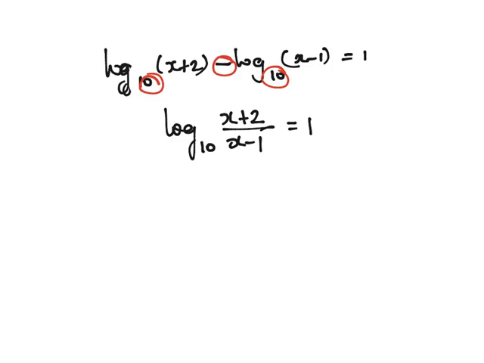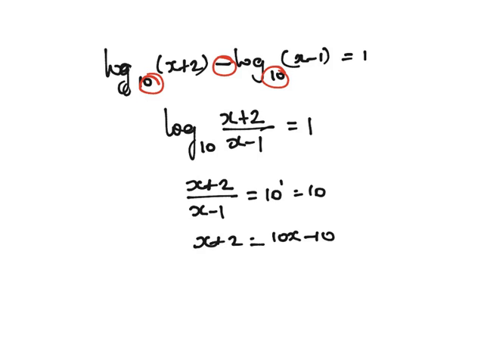Now I should convert it into exponential form. So exponential form is x plus 2 by x minus 1 equal to 10 power 1, which is 10. Now you can cross multiply, you get x plus 2 equal to 10x minus 10, which implies 9x equal to 12. So x is 12 over 9, which is nothing but 4 over 3. So for this problem, the answer is 4 by 3, 1.33 approximately.